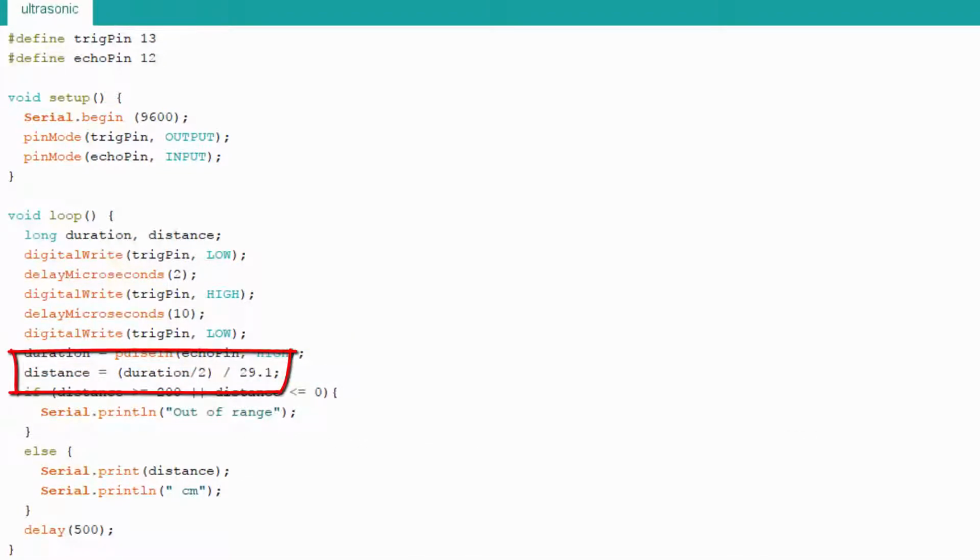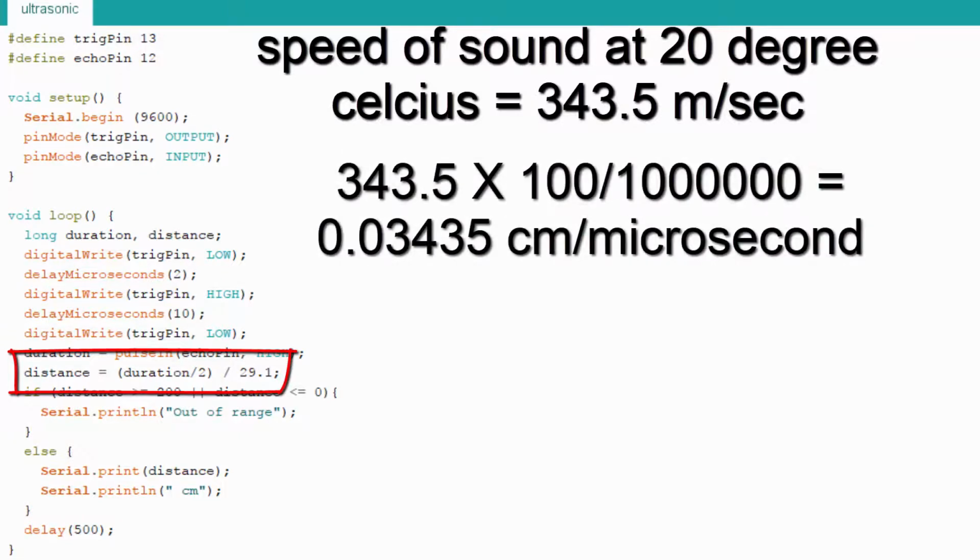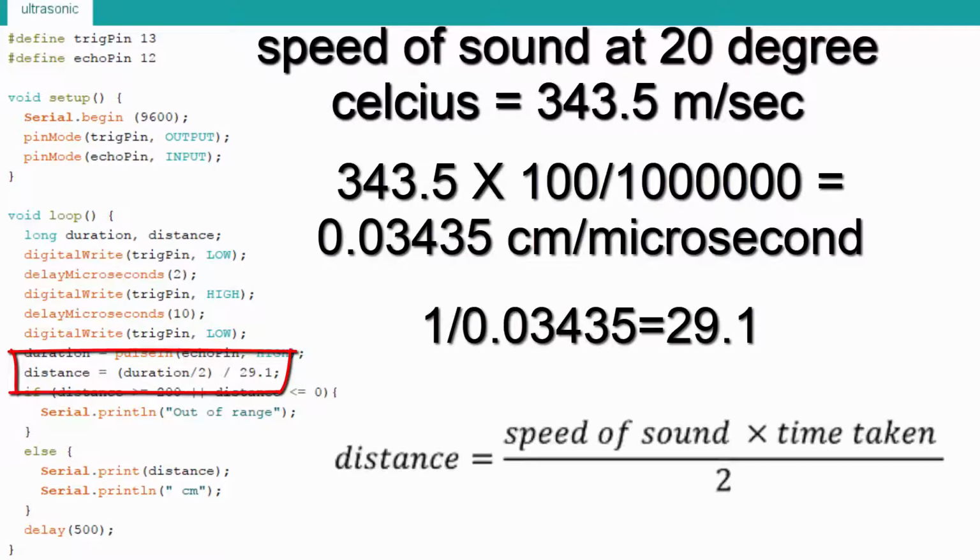Now come to the formula for the speed of sound, which is equal to 343.5 meters per second at 20 degrees Celsius. We need to convert this into centimeters per microsecond. So we should multiply it by 100 and divide by 1 million. So we get 0.03435 centimeters per microsecond. When we take the reciprocal of it, we get 29.1.